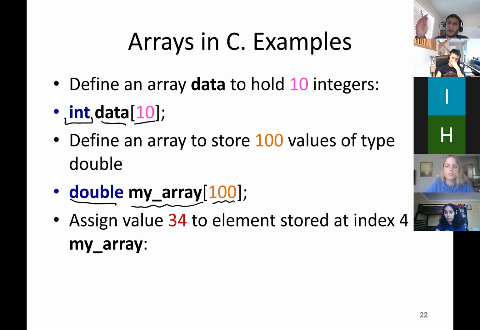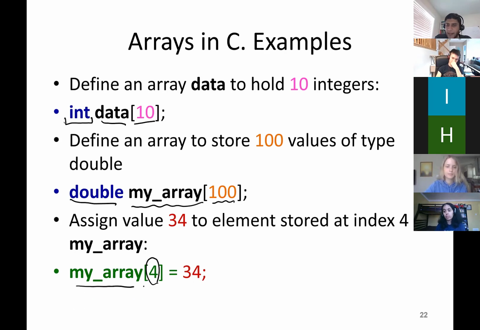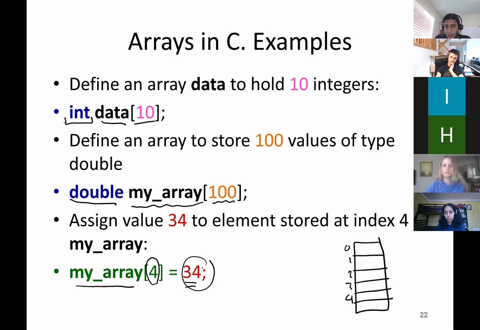Okay, so now after defining an array, assume you want to access a certain element and assign it a certain value. For example, you want to assign the value 34 to the element stored at index 4. So you just write the array name, what element you want to access, and then what value it would have. If you look at my array, this is element 0, 1, 2, 3, and this is 4. What this is doing is it just writes 34 to this place in memory. This is my array.